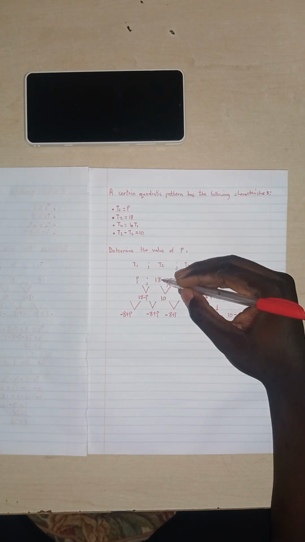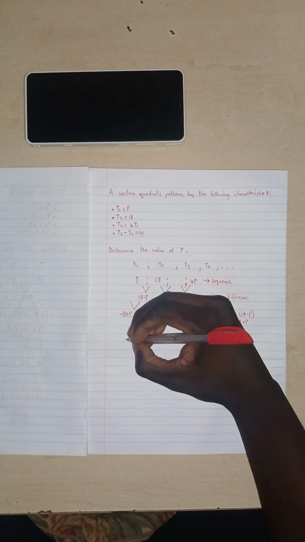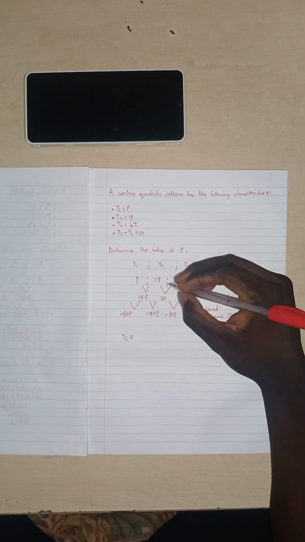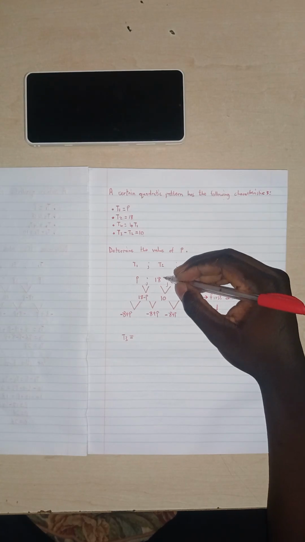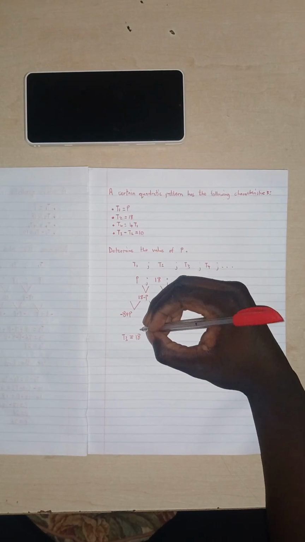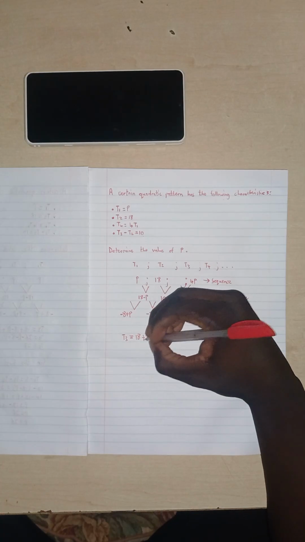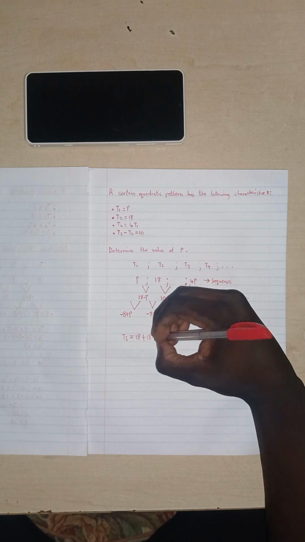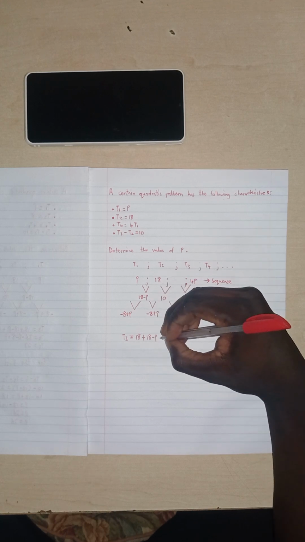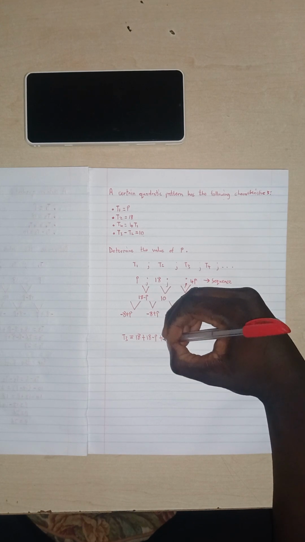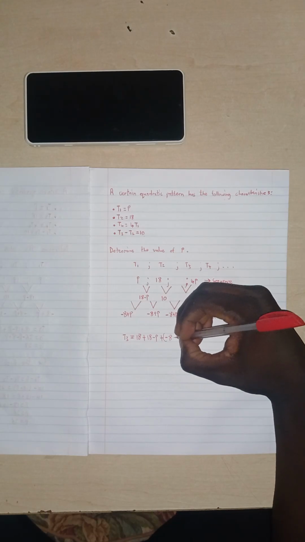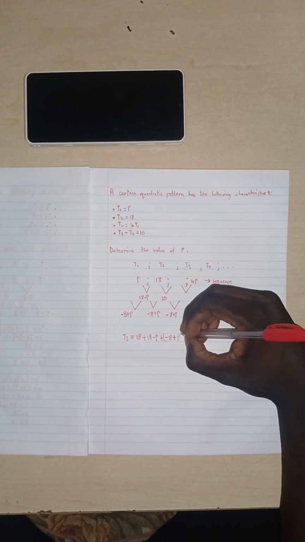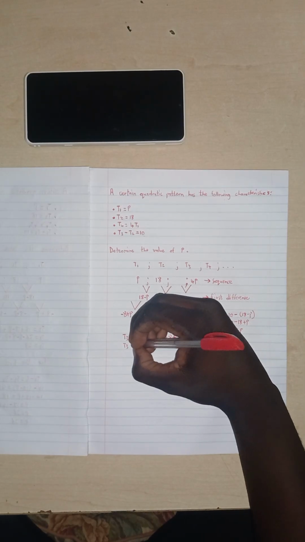So meaning to get term number 3, term number 3 is equal to the 18. We have our 18 there, plus the 18 minus p, plus the negative 8. We put a bracket there in order for the signs to correspond well. So let's get our term number 3.